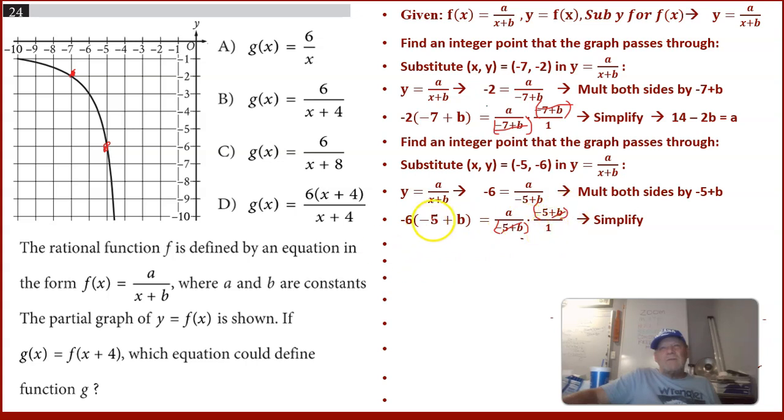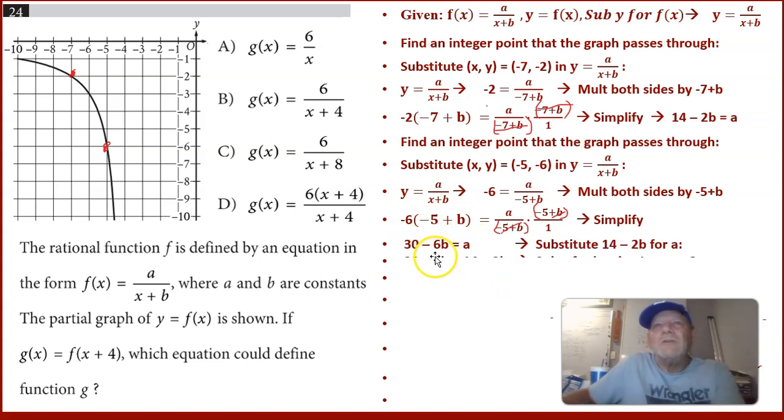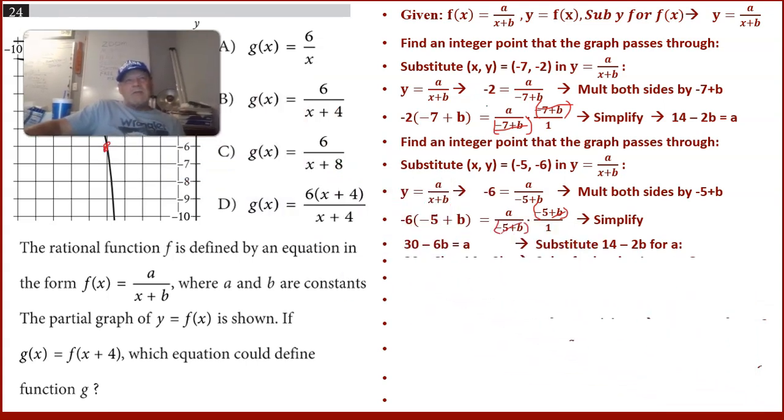So I'm going to have a, and then I'm going to have to do the distributive property here and here whenever I'm simplifying that. So I get positive 30 minus 6b equals a, and then I'm going to substitute 14 minus 2b for a. I'm going to move my picture up over onto the graph because we don't really need the graph right now.